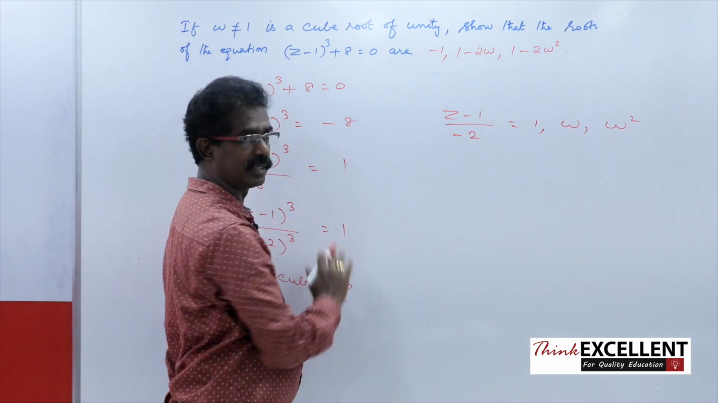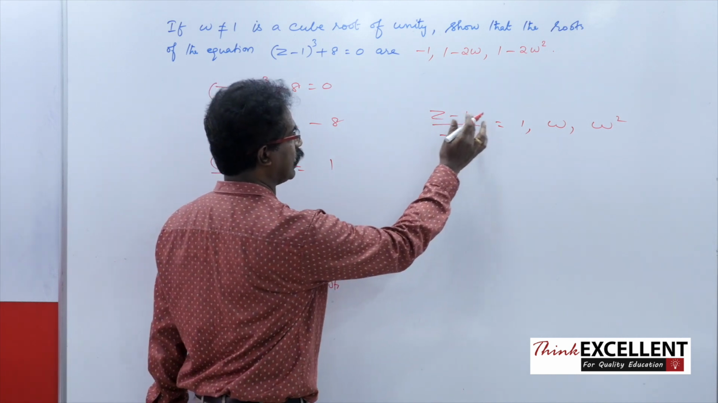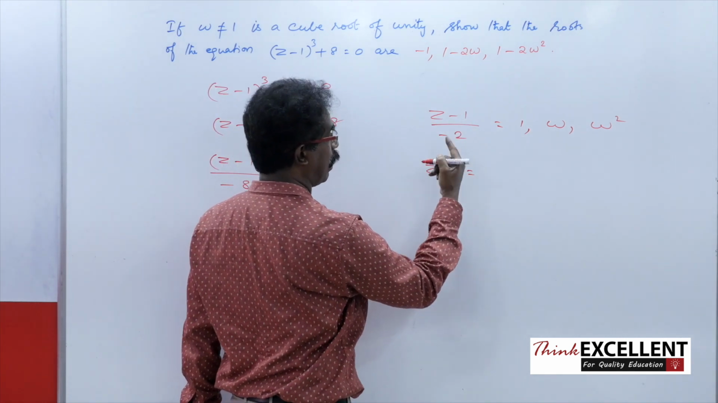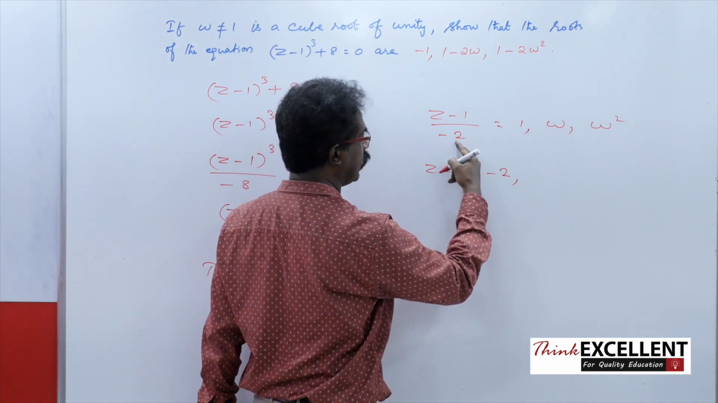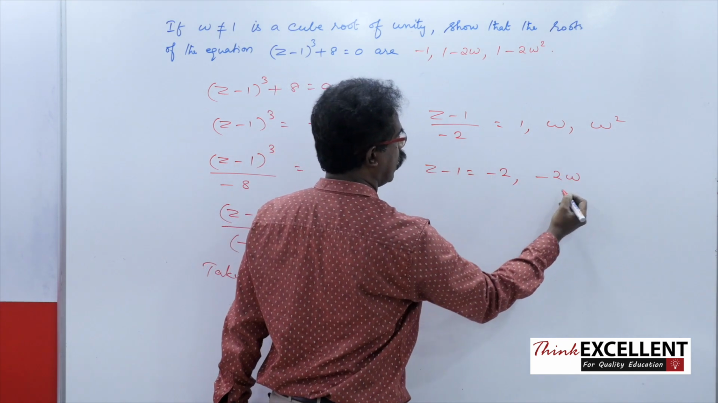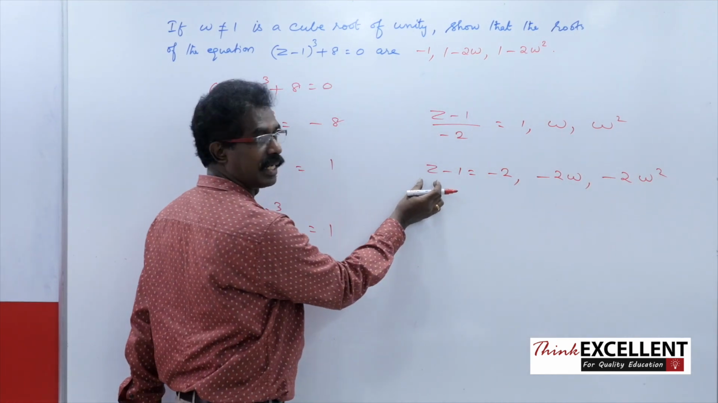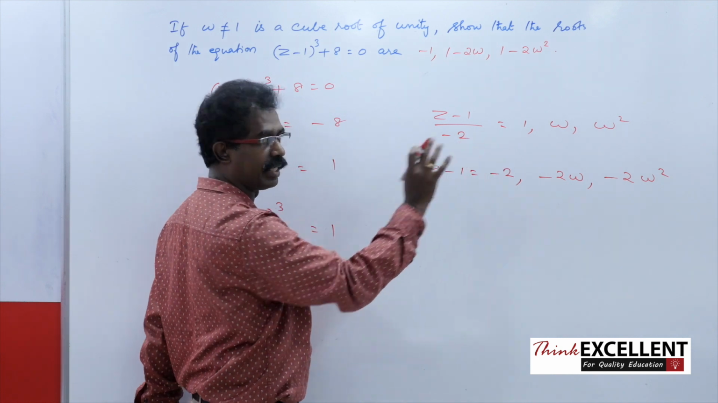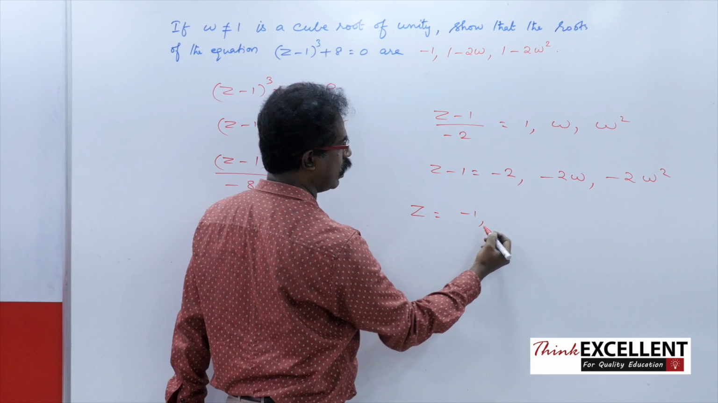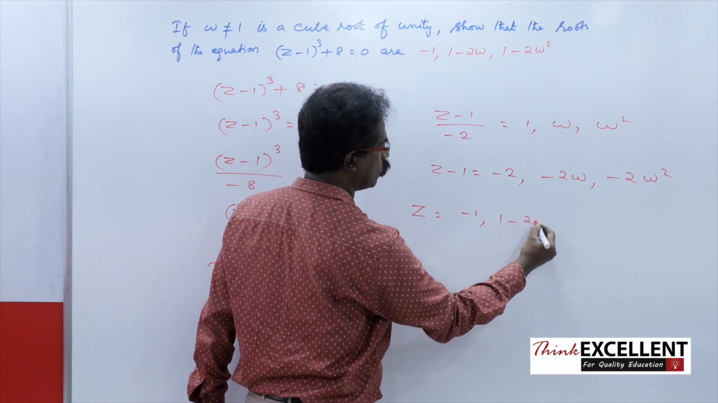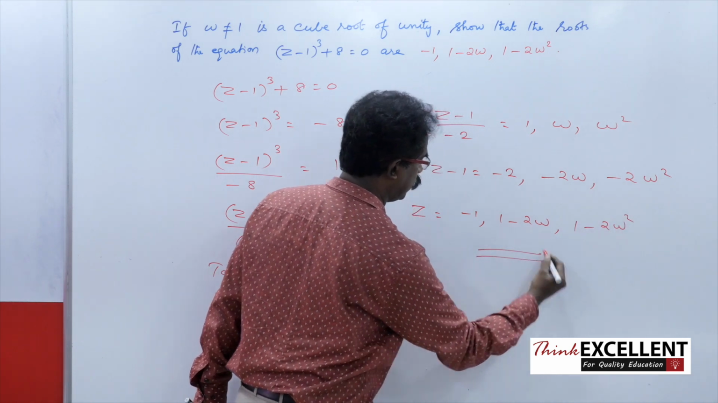I want to find Z. So what do you do? Multiply everything by minus 2. So you will get Z minus 1 is, multiply everything by minus 2: minus 2 into 1, minus 2 into omega, and minus 2 omega square. I want only Z, so adding 1 with every term. So Z is equal to minus 1, 1 minus 2 omega, 1 minus 2 omega square.